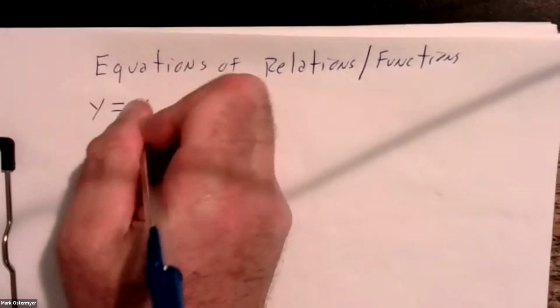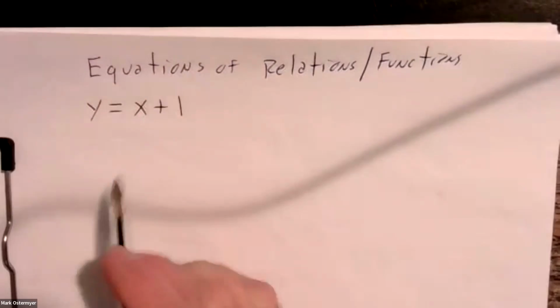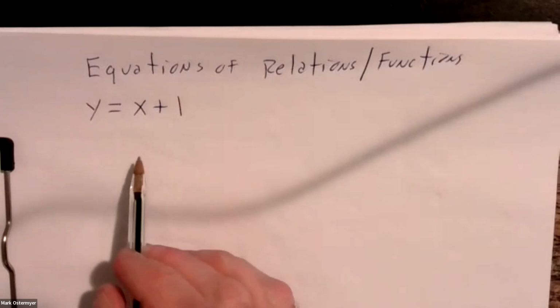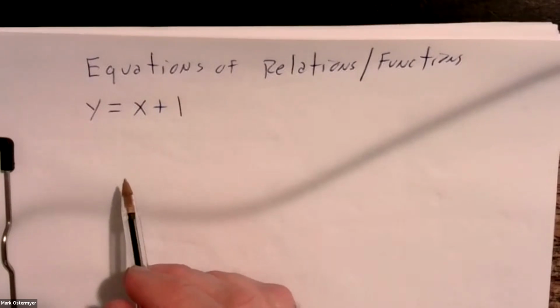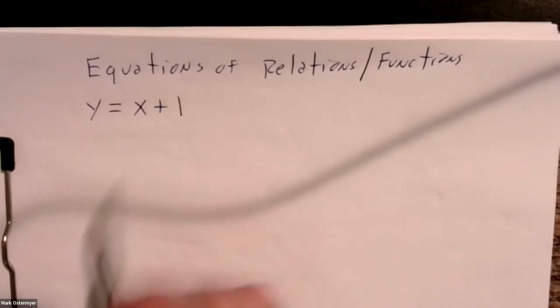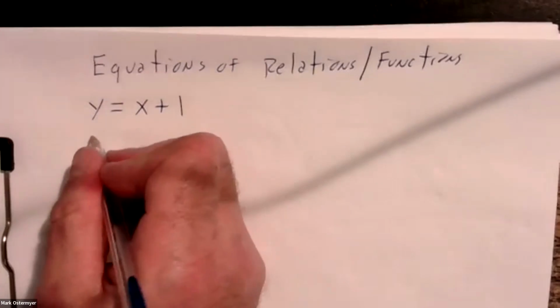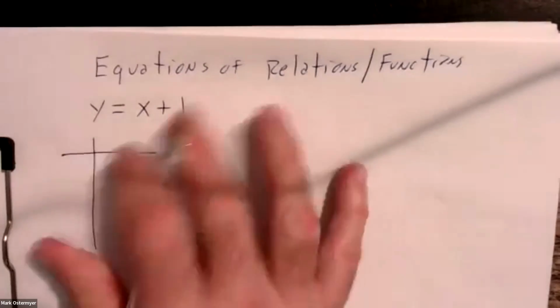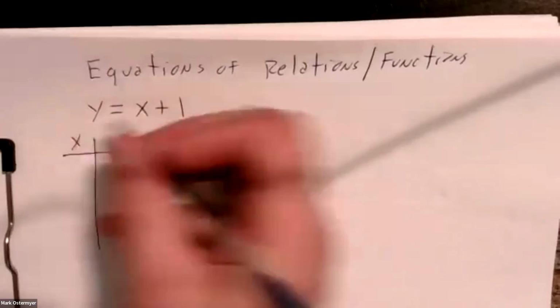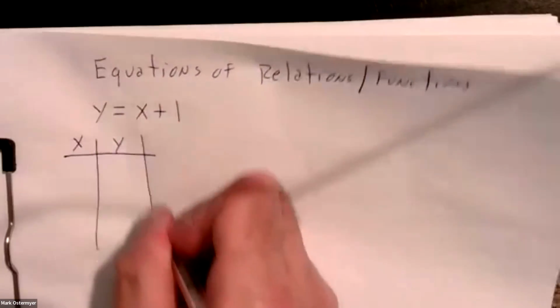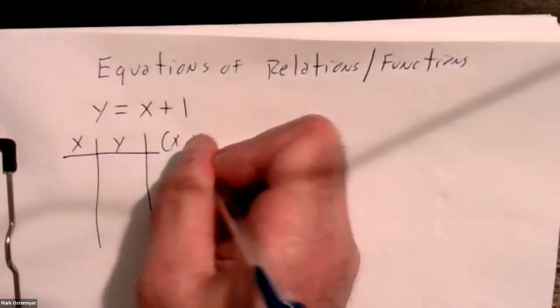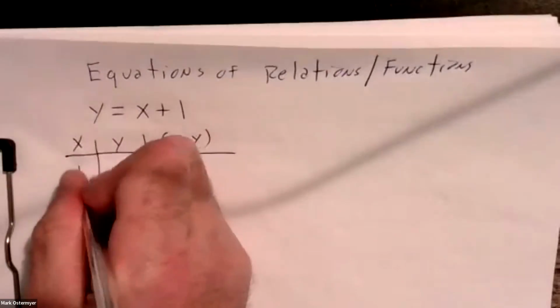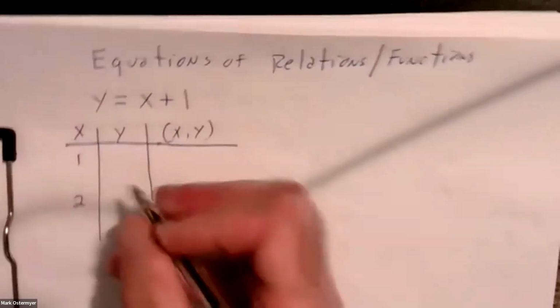If I have y is equal to x plus 1, this is an equation in two variables, x and y. If I was to take the time to graph this equation by maybe using my table method here, generating some ordered pair solutions by choosing some values for x. Suppose I let x be 1. Suppose I let it be like 2.